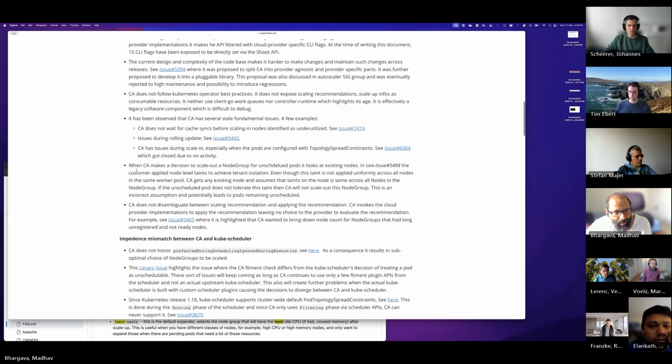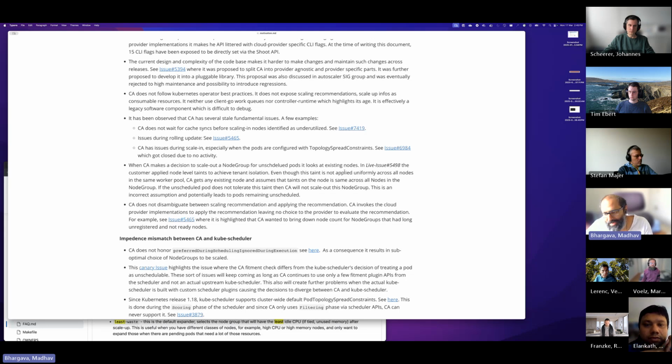Now, CA has another problem where it makes a decision to scale out, looking at unscheduled pods. It looks for existing nodes. So this was another issue that we have encountered very recently. It's 495498, a live issue, where the customer applied node level taints to achieve tenant isolation. So it's a taint that it applies to a certain set of nodes out of many nodes.